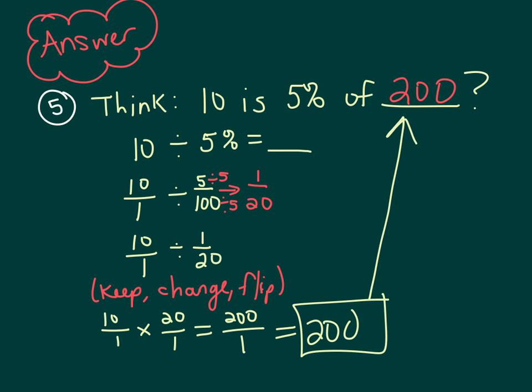This is the answer if you choose to do the method like we did in example 3, and I'm also going to show you if you chose the ratio table method as well.